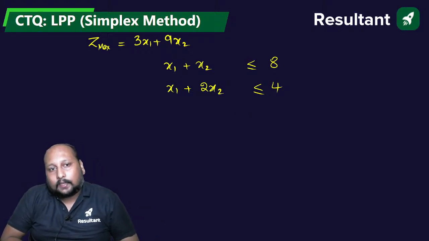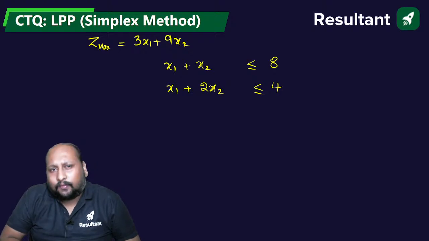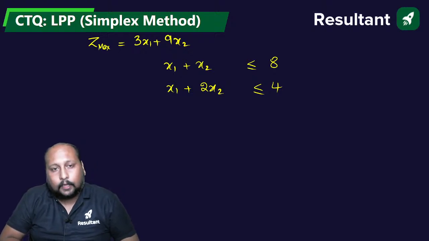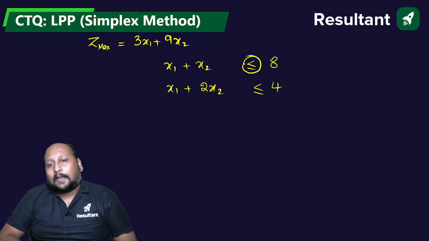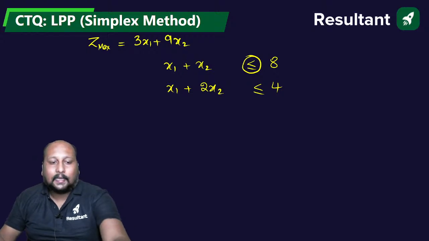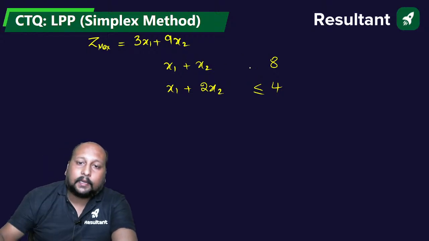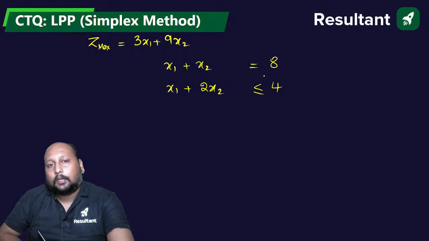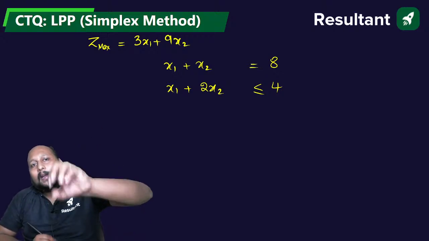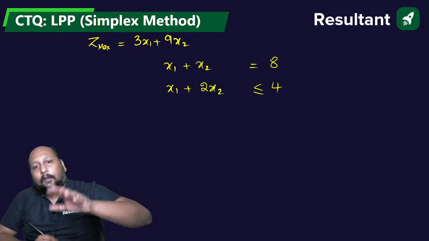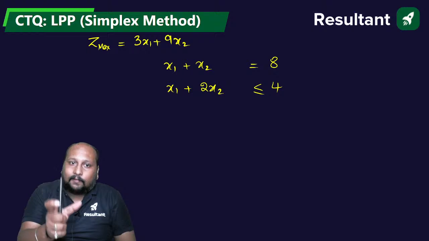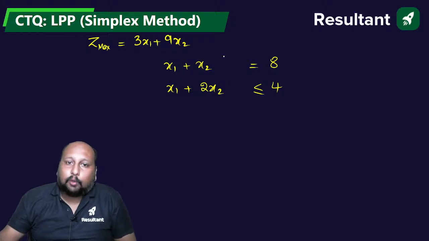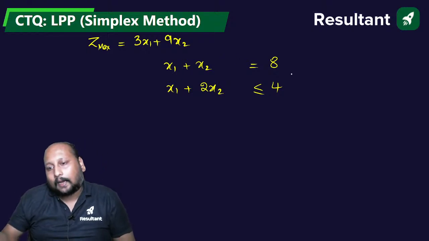Because this is an inequality sign, it becomes difficult to solve the question. So we try to eliminate this inequality sign. If I want to remove this inequality sign and convert it into an equal sign, I need to add one arbitrary variable on the left hand side or right hand side. So tell me, do I need to add on the LHS or on the RHS?